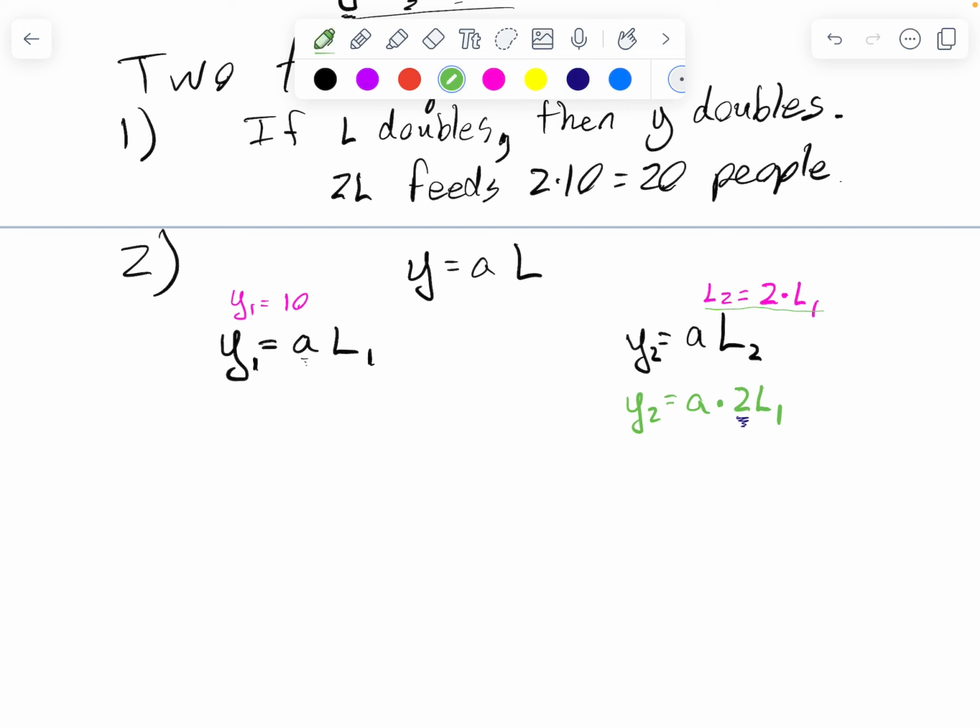Well, if we look at our equation on the left-hand side, we see that A times L1 is equal to y1. So we can replace A times L1 with y1. And so we see that y2 is equal to 2 times y1, the result that we got before. So 2 times 10, we see that y2, the number of people that the doubled sandwich can feed, is equal to 20.